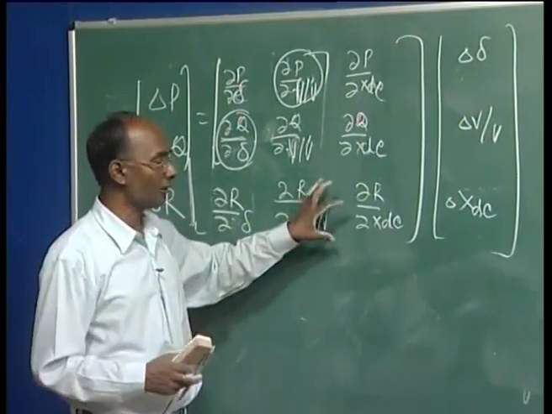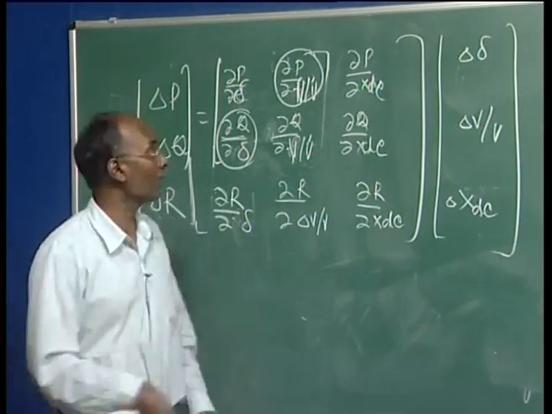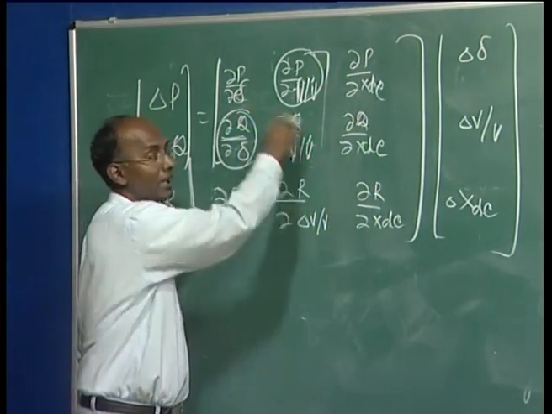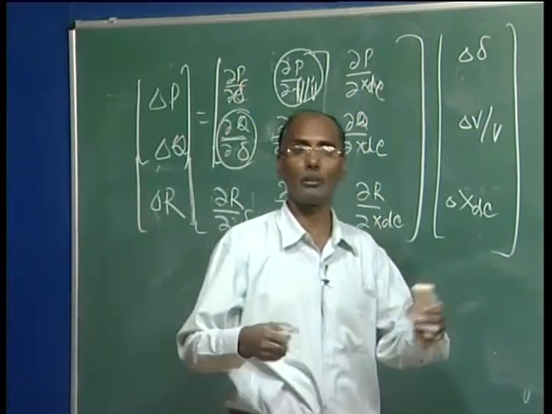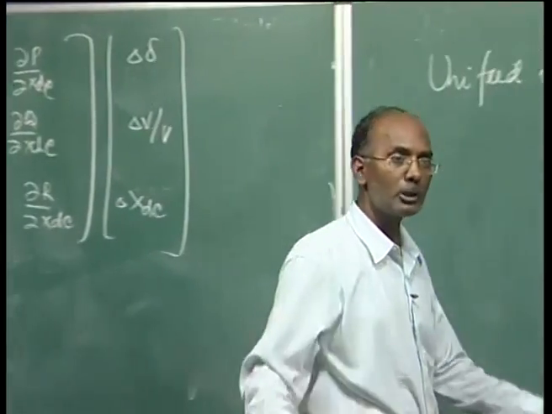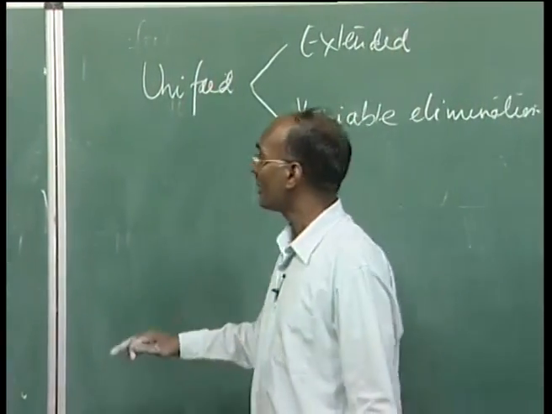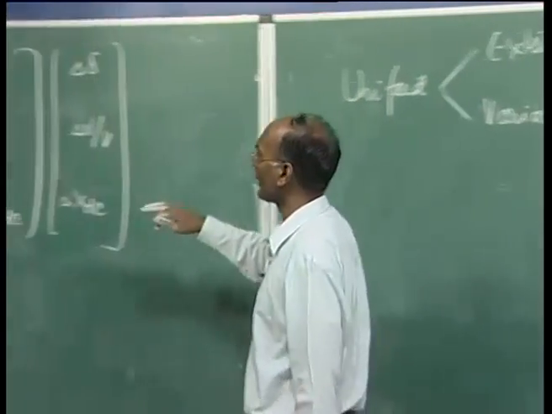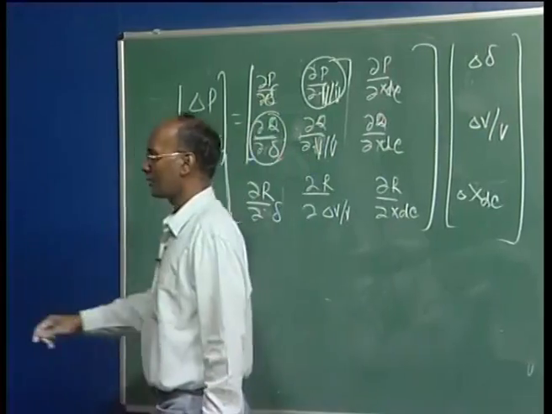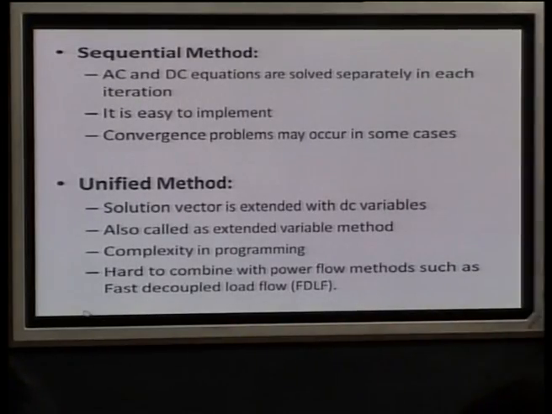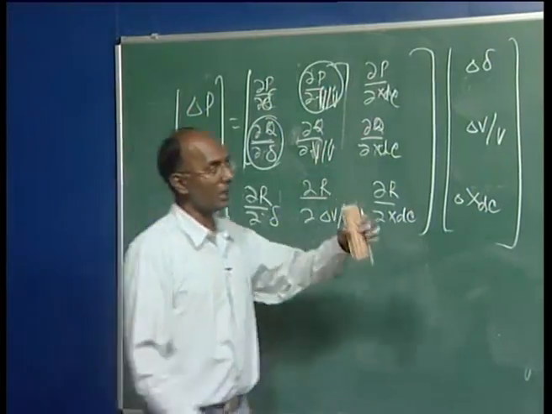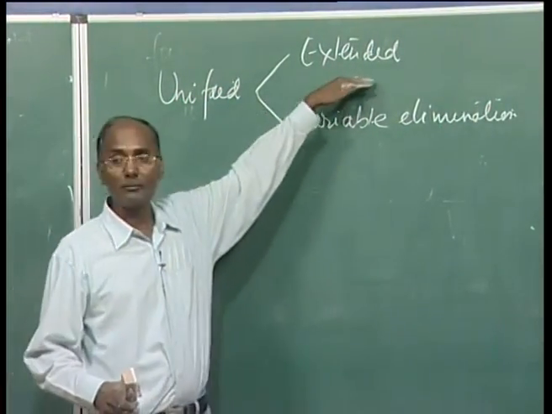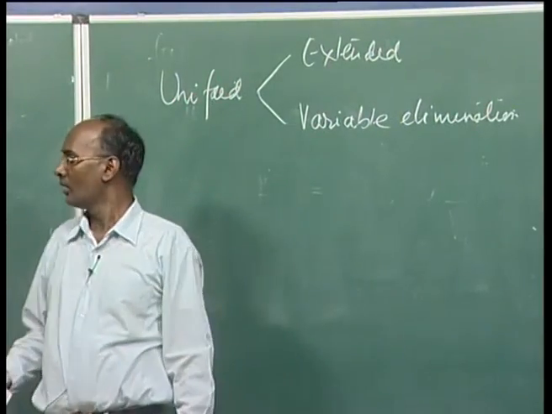Now, you can say your FDLF does not work here. In FDLF what we are doing is making this 0, but now if you are making 0, still they are related to each other. So, you cannot have the decoupled equation and you cannot solve the unified equation. But if you are having the variable elimination methods, you have the same concept, and then you can apply the fast decoupled method as well for various applications. So, in the variable elimination methods, the FDLF can be included, but in the extended variable methods it is not possible.